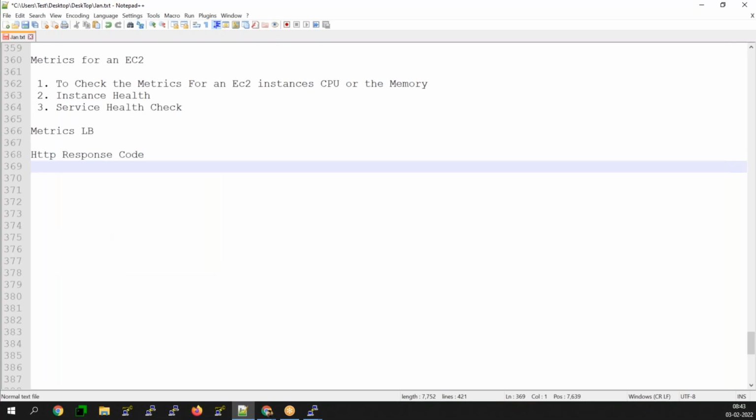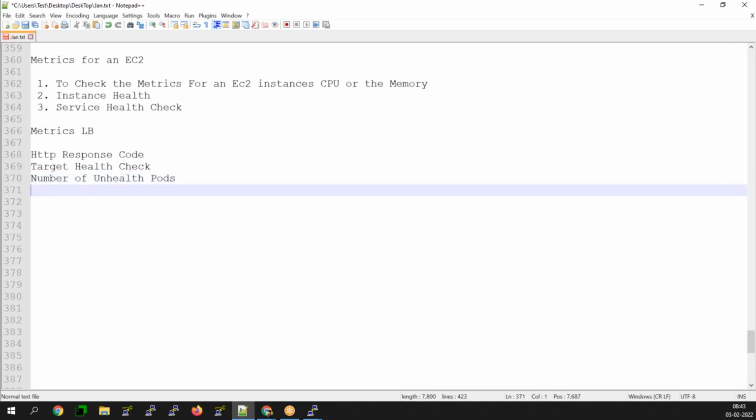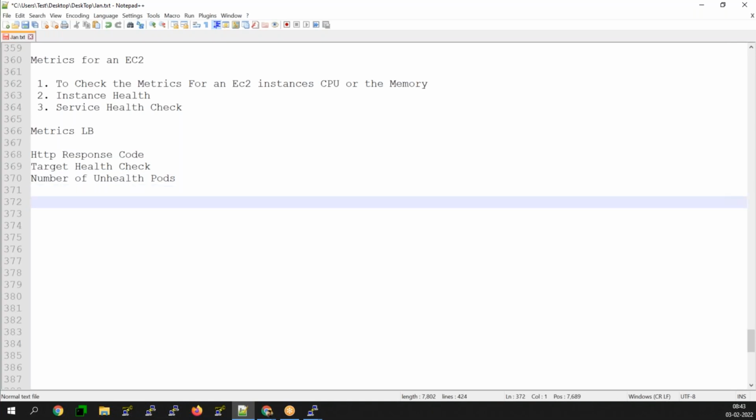And target health check here. Right? Target health check. And number of unhealthy pods. Number of unhealthy pods. This is going to be there.